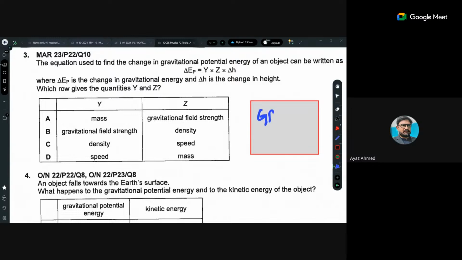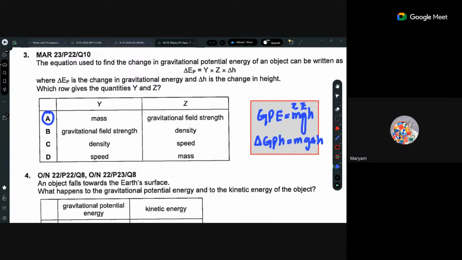GPE is equal to what? If you know the formula, you can handle it very easily because mass and G are not changed. So when you go to GPE, the change in GPE is M, G, and delta H. That's why your X is M and Z is G. Okay, gravitational field strength. So that's why option A is correct.